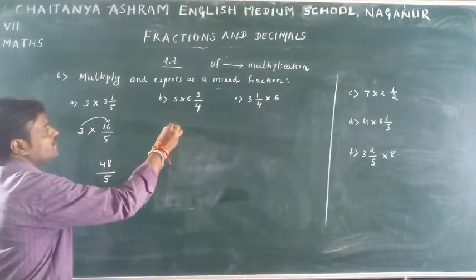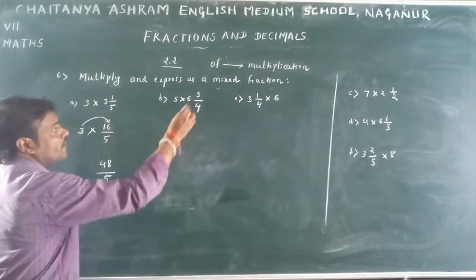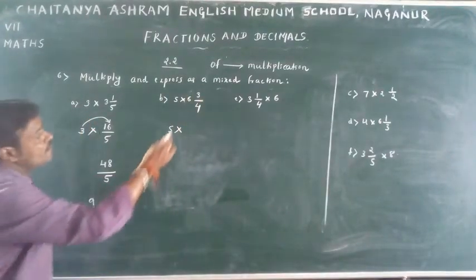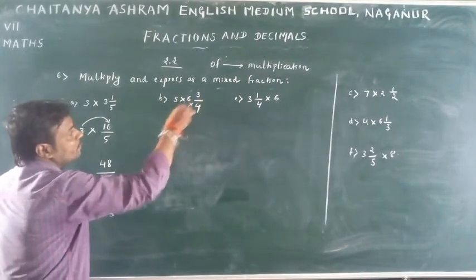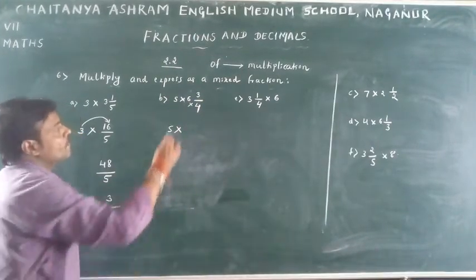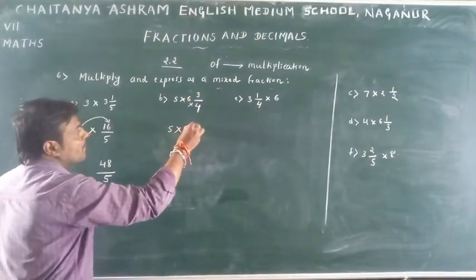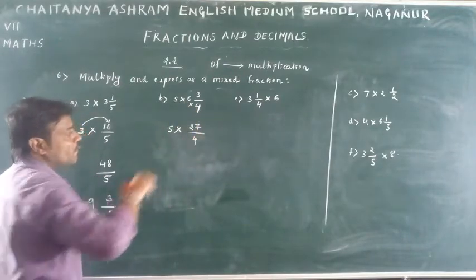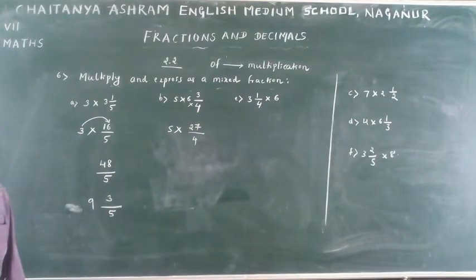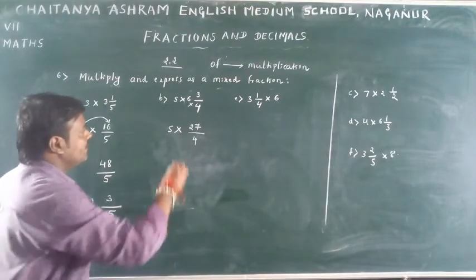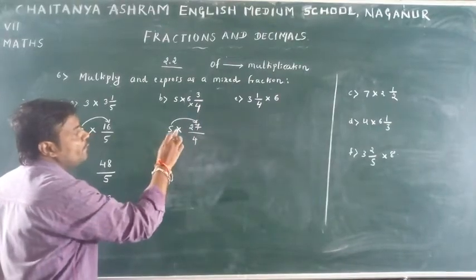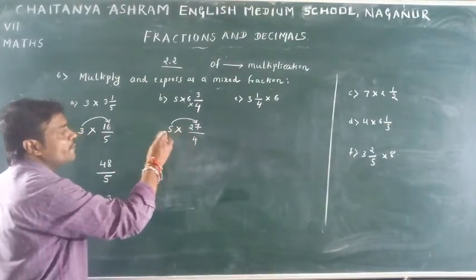Write this 5 as it is. Convert this mixed fraction into improper fraction. 4 into 6, 24. 24 plus 3, 27 divided by 4. Clear? Okay. Then multiply 5 into the numerator. 5 into 27 or 27 into 5.